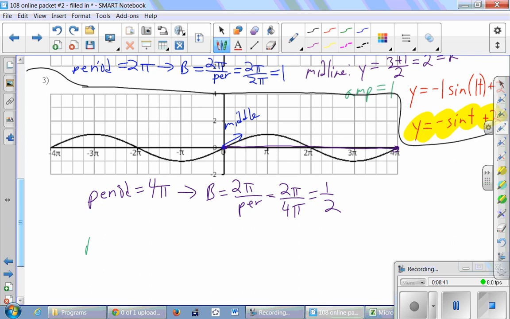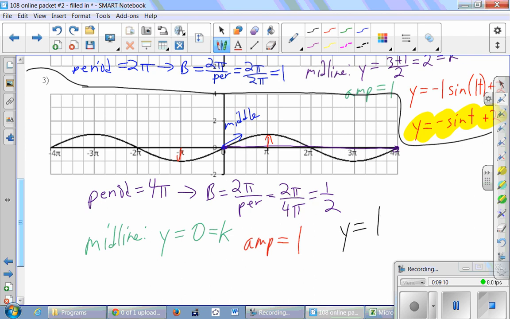Next thing we'll do is the midline. So you can look at this and just know that the midline is 0. Of course, you can average the high and the low. So that's the value of k. Amplitude is how high or low this thing goes from the middle. So from the middle to the top is 1. From the middle to the bottom, also 1. Amplitude is 1.